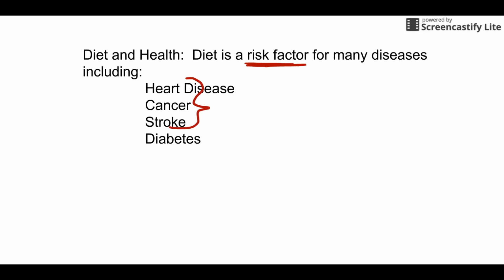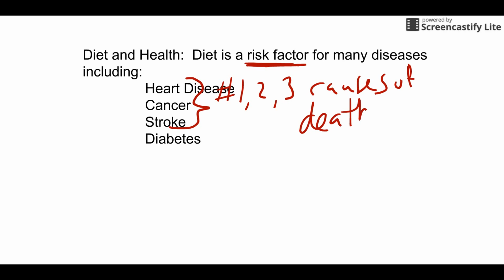So these first three, when you look at these first three, they're the number 1, 2, and 3 causes of death in the U.S., okay? So just about 50% of the U.S. population is going to die of one of those three things, okay? So if you'd like to live longer than the person sitting next to you, one of the biggest things you can do is eat better and help you avoid heart disease, cancer, and stroke.